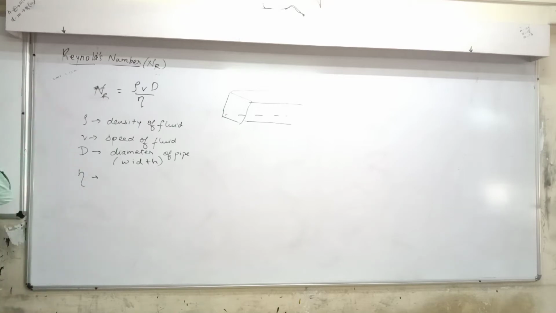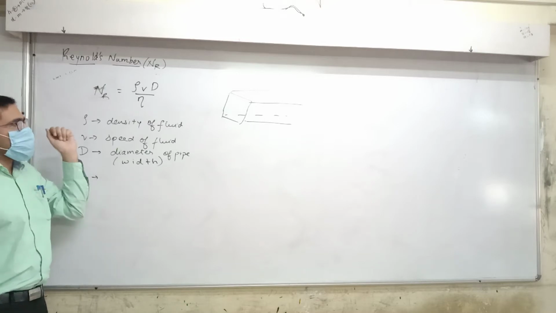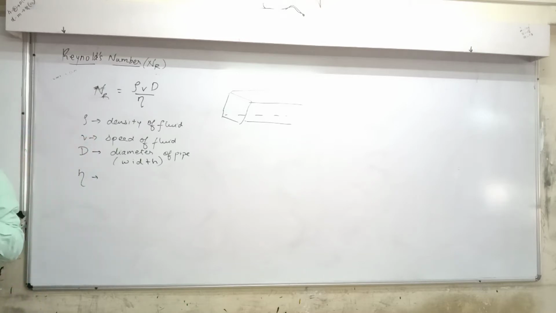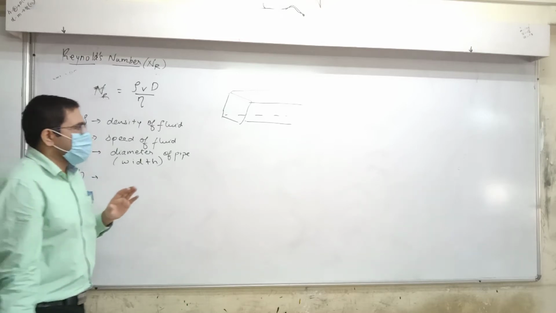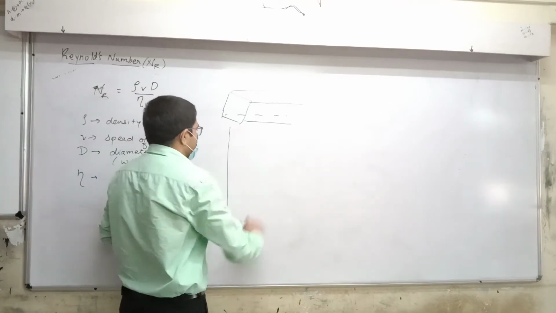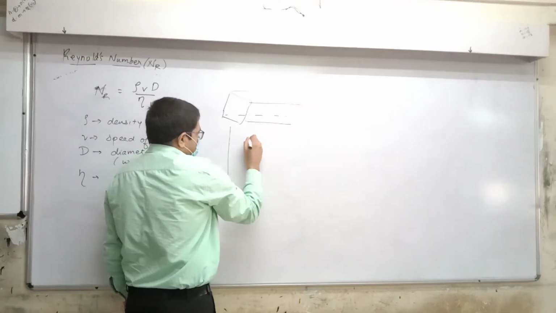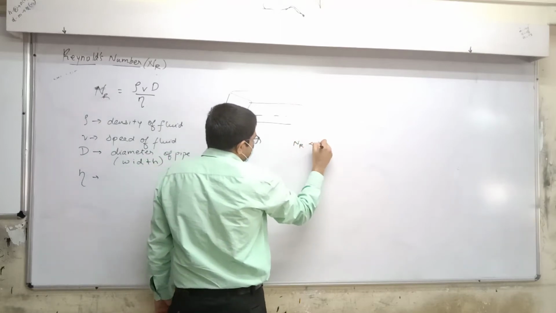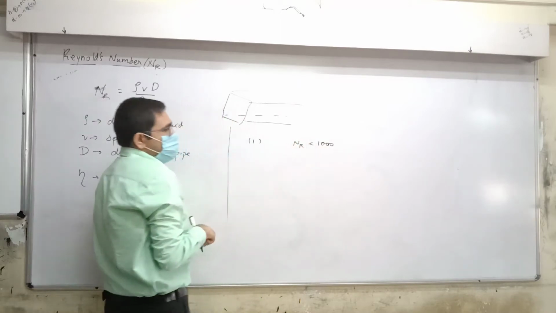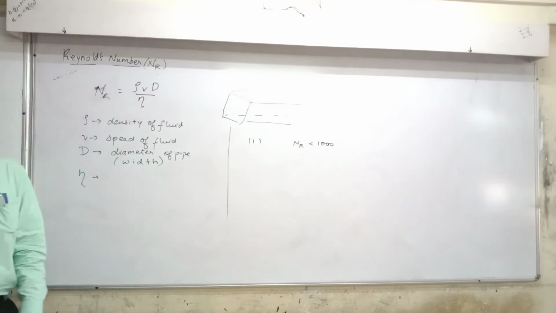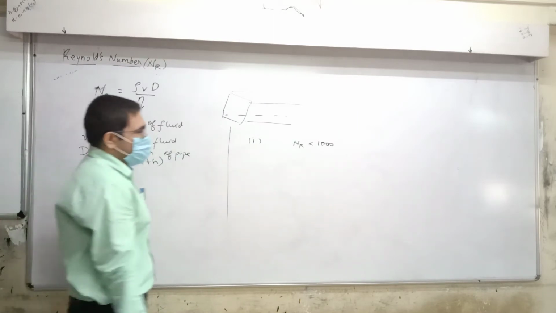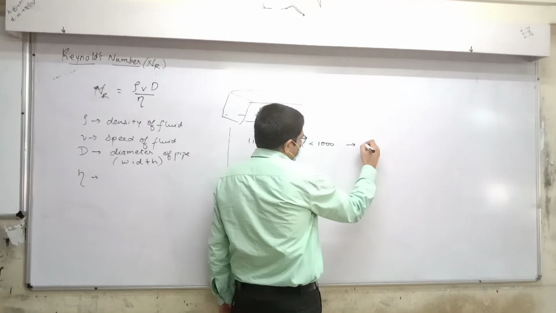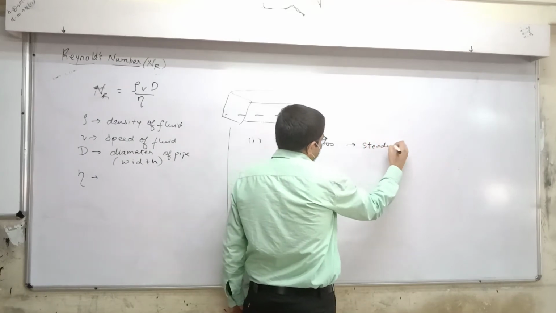So what does this number tell you? It tells you again, like I said, whether the flow is streamlined or not. Remember that there are three cases. Number one, if N_R, the Reynolds number, is less than 1000, then we say that the flow is steady or streamlined.